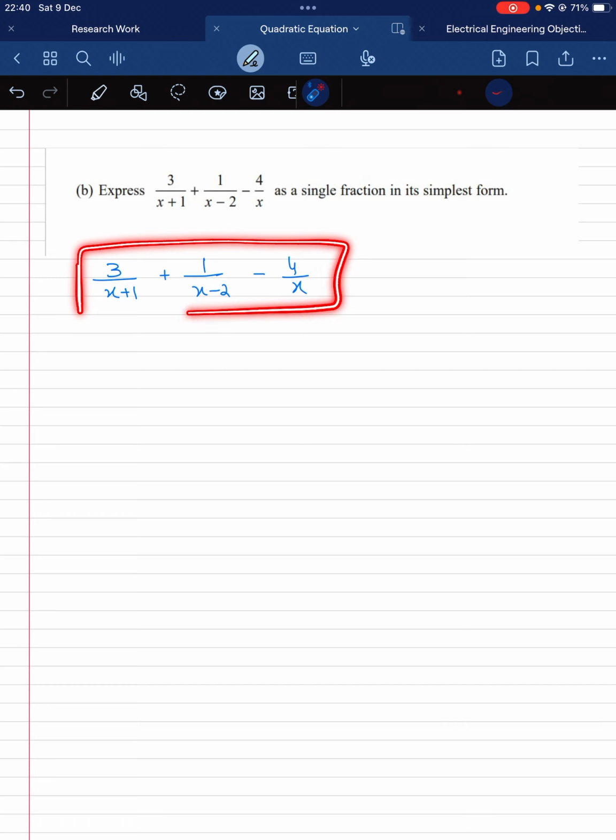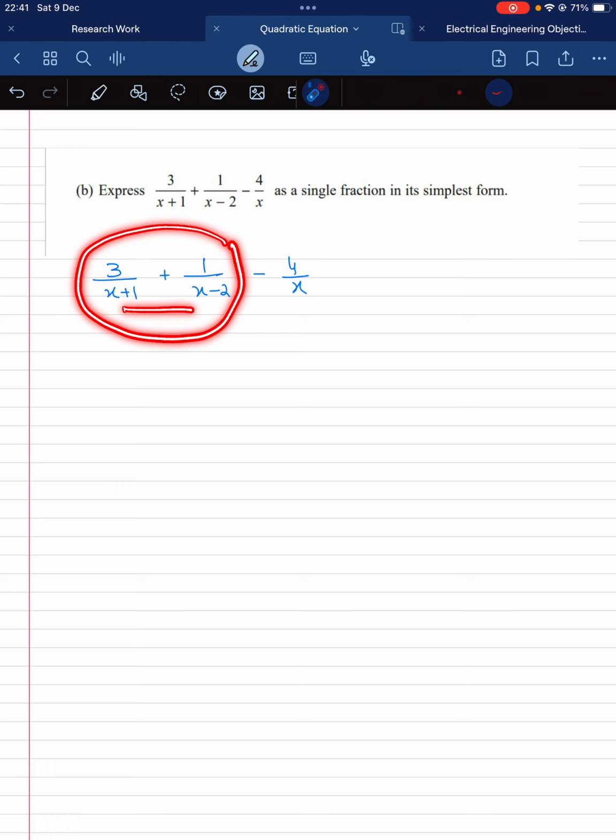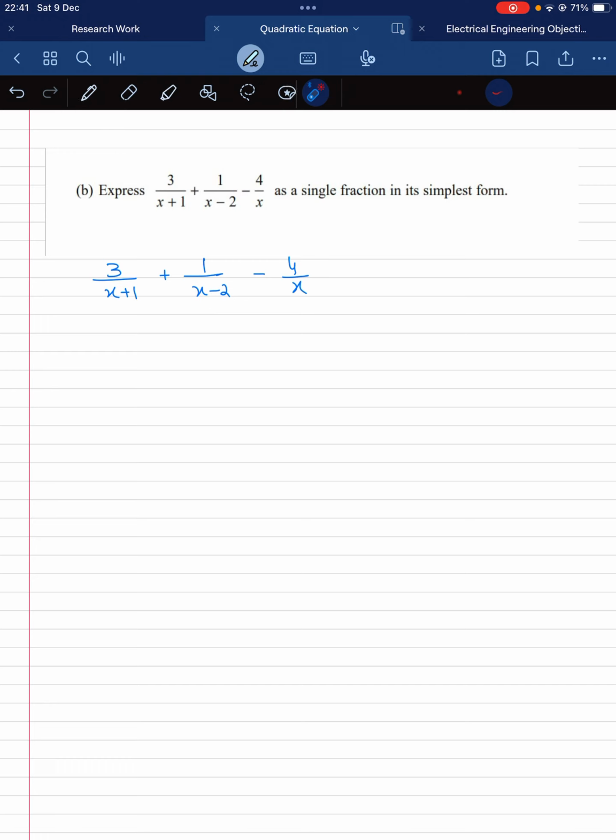Either you can take all of the three terms and take the LCM and then solve it, or you can take two terms, take their LCM and solve it, then combine it with the third term. So we will go for the two terms first. So first we will solve these two terms. It doesn't matter which two you solve, all of them will give you the same answer. Okay, so now the LCM is x plus 1 and x minus 2.